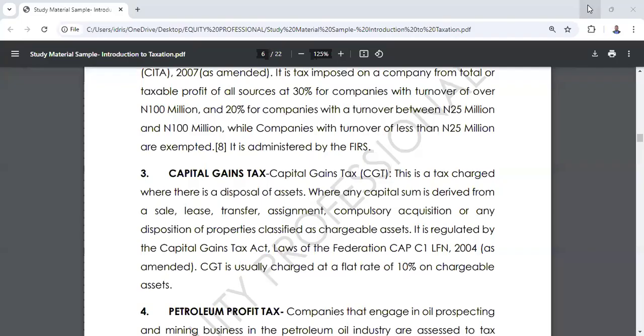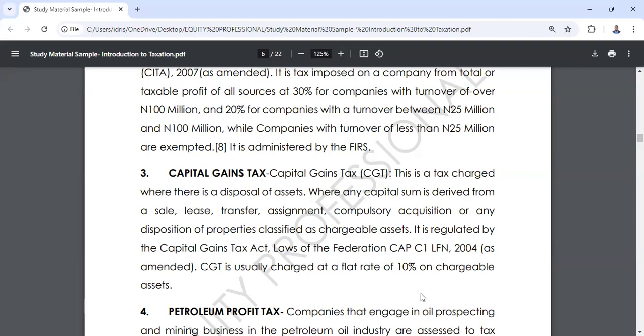So what that means is that capital gain tax is just a tax imposed on gain arising from disposal of capital assets. Capital asset means land and building, furniture and fitting, motor vehicle, plant and machinery. When you make a gain, assets you have been using for some number of years, when you now want to sell it, you sell it for more than what you bought it. That means you have made a capital gain and you will pay a capital gain tax of 10%.